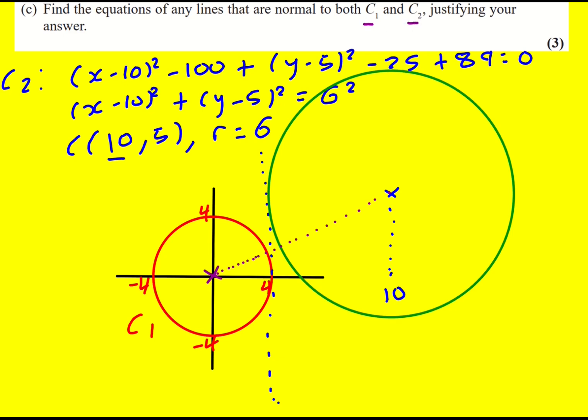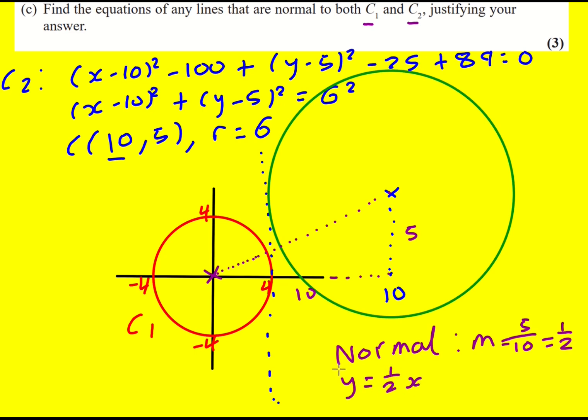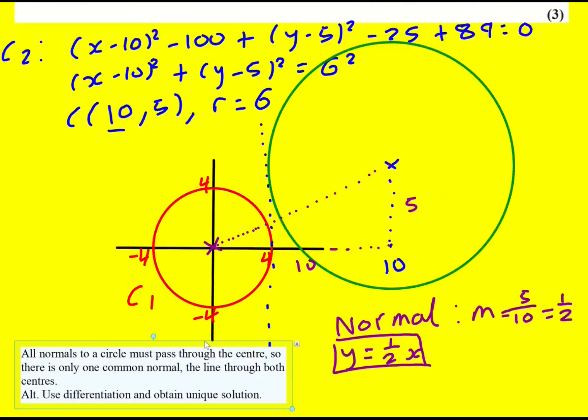So I'm trying to say here. Okay, well we can quickly see the y-intercept is 0 because it goes through C1. We're going along 10 and up 5. Therefore, for the normal, the gradient is going to be 5 over 10, or a half. And that gives us the equation y equals a half x. That is the one normal for this. I've justified it in words, but I'm going to take it from the answers.